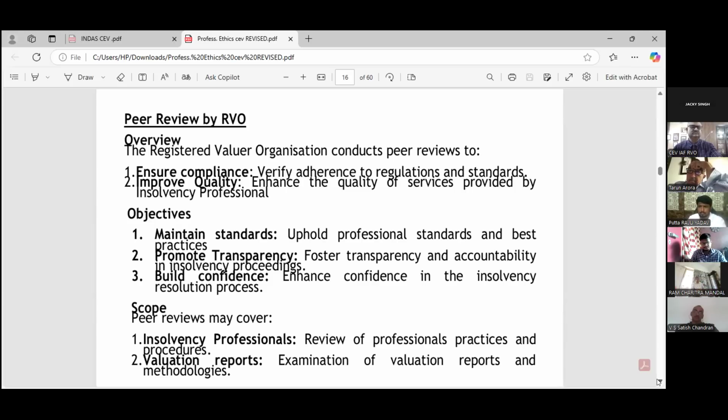Communication is important for receiving the assignment, and for responding to the assignment we have received, we have to give a just report. Promote transparency: we generally promote transparency and integrity in the insolvency proceeding, or we can say among registered valuers. Build confidence: enhance the confidence in the insolvency resolution process, that is, IBC cases. In IBC cases, if your report has been reviewed, then you get the task, back to back, you will receive assignments from the IRP.